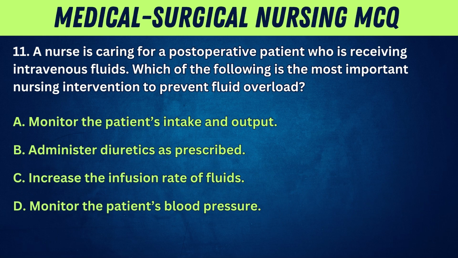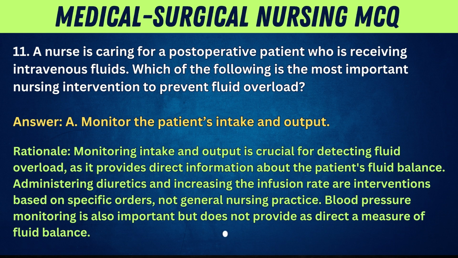11. A nurse is caring for a postoperative patient who is receiving intravenous fluids. Which of the following is the most important nursing intervention to prevent fluid overload? A. Monitor the patient's intake and output. B. Administer diuretics as prescribed. C. Increase the infusion rate of fluids. D. Monitor the patient's blood pressure. Answer: A. Monitor the patient's intake and output.